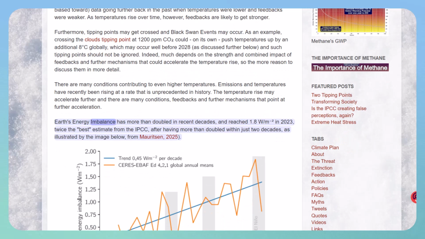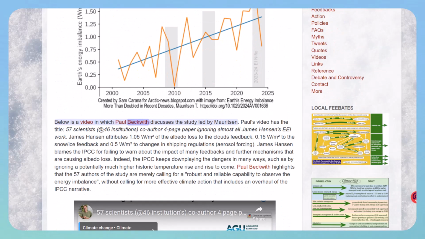Earth's energy imbalance has more than doubled in recent decades, and reached 1.8 W/m² in 2023, twice the best estimate from the IPCC, after having more than doubled within just 2 decades, as illustrated by the image below, from Moritzen, 2025. Below is a video in which Paul Beckwith discusses the study led by Moritzen.